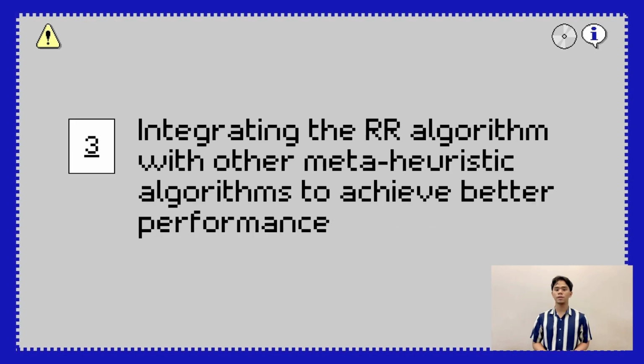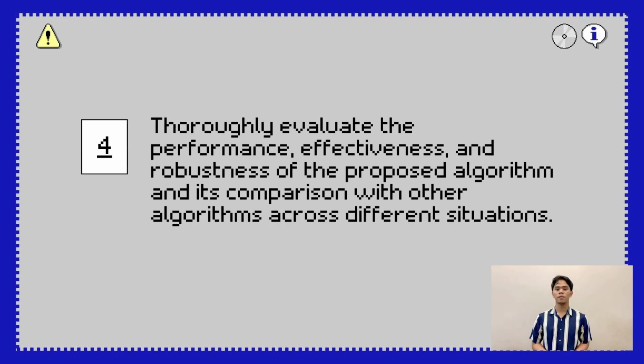Third, integrating the round-robin algorithm with other meta-heuristic algorithms to achieve better performance. And lastly, thoroughly evaluate the performance, effectiveness, and robustness of the proposed algorithm and its comparison with other algorithms across different situations.